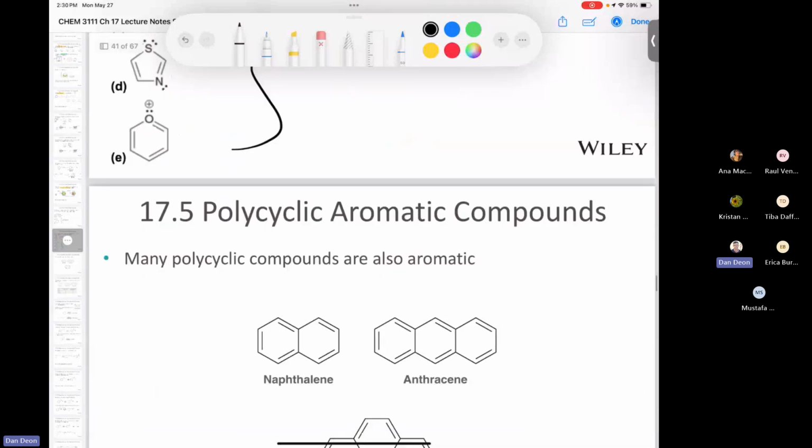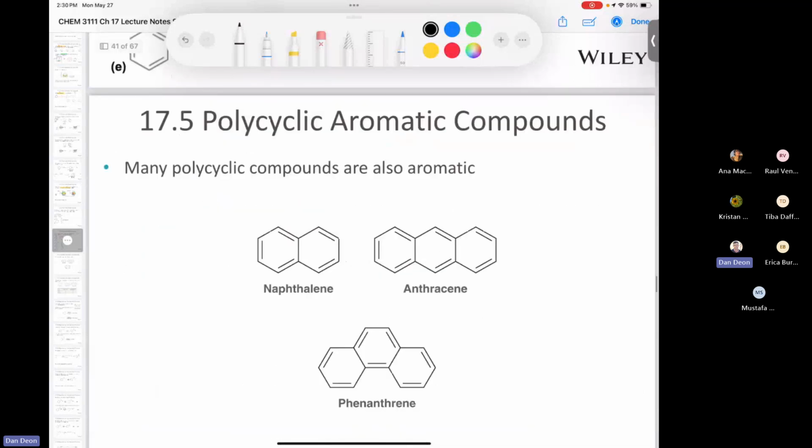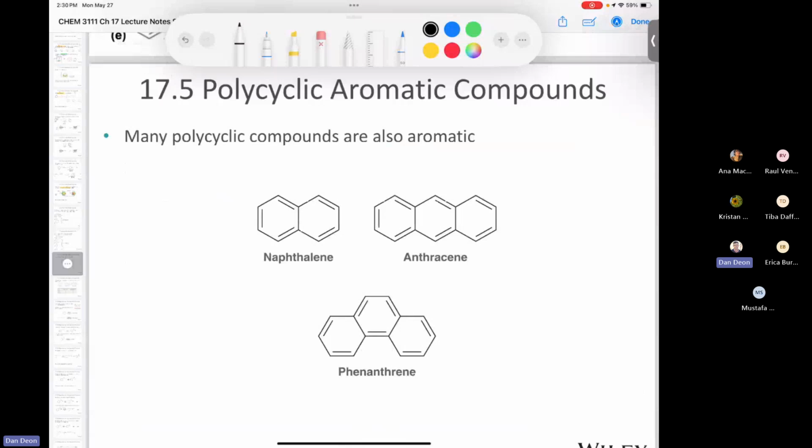Polycyclic aromatic hydrocarbons, or polycyclic aromatic compounds, I'm not going to go into a lot of detail about these. These compounds are actually poisons. They're found in things like cigarette smoke.